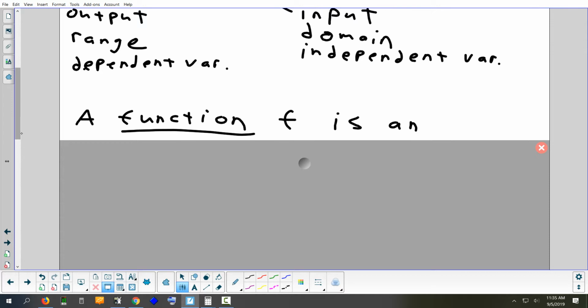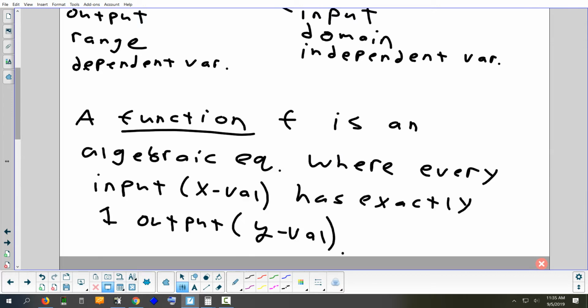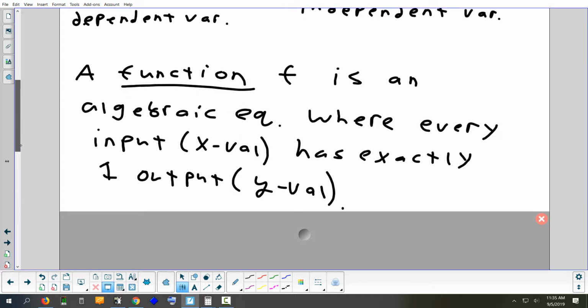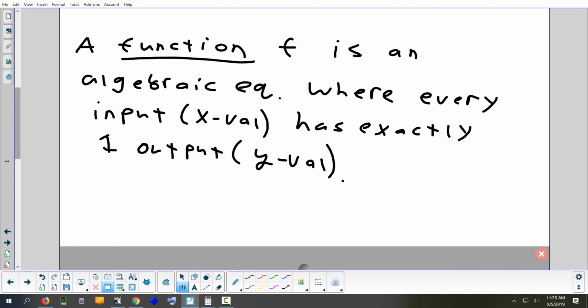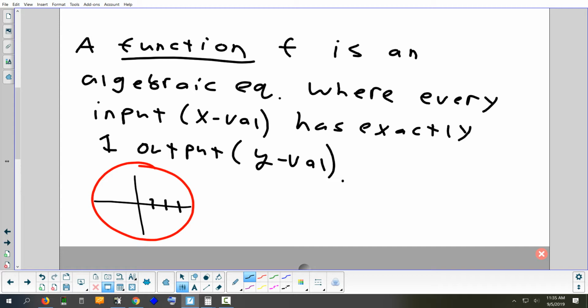Okay. And the idea of a function is that every x value has exactly one y value. If that's not true, then you just drew a picture of something that's not a function. Okay. So for example, let me draw a circle. All right. So let's say I go over here on the x-axis. Maybe this is 1, 2, and that's 3.